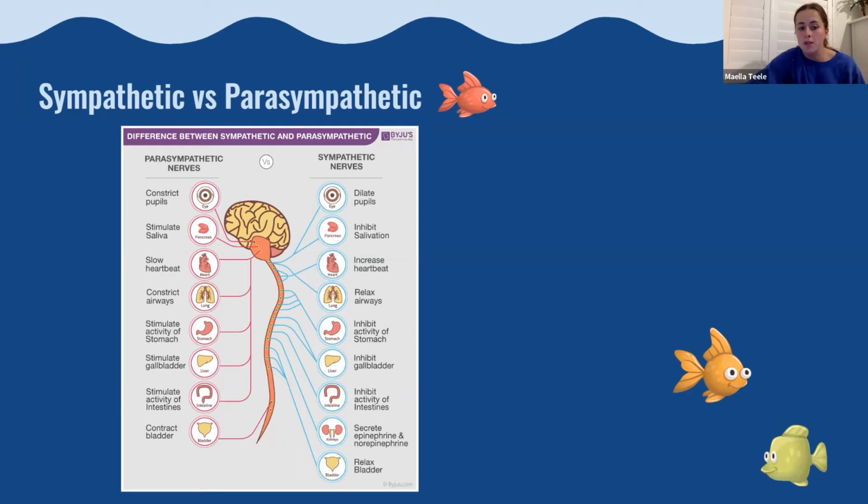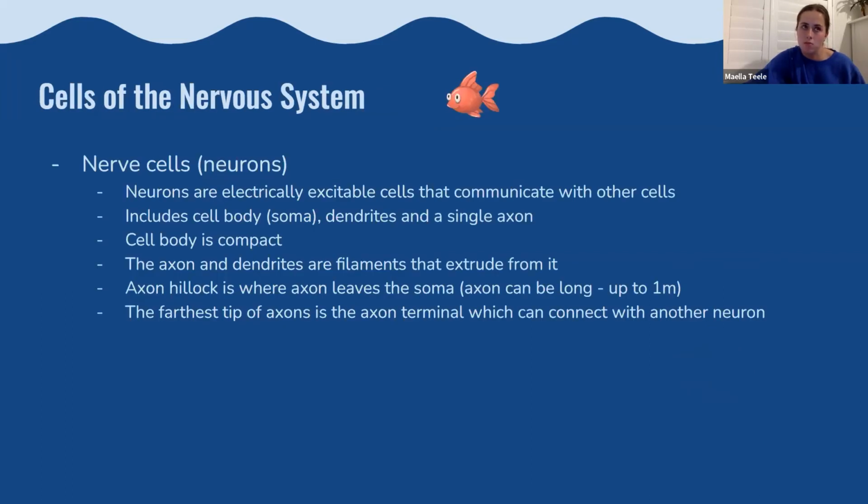So you will go over this a lot more next semester, especially when you're talking about how drugs affect various parts of the nervous system. So don't worry about that too much now. Just know it's kind of fight and flight and rest and digest for your sympathetic and parasympathetic, respectively. Okay, so now a little bit about the cells of the nervous system.